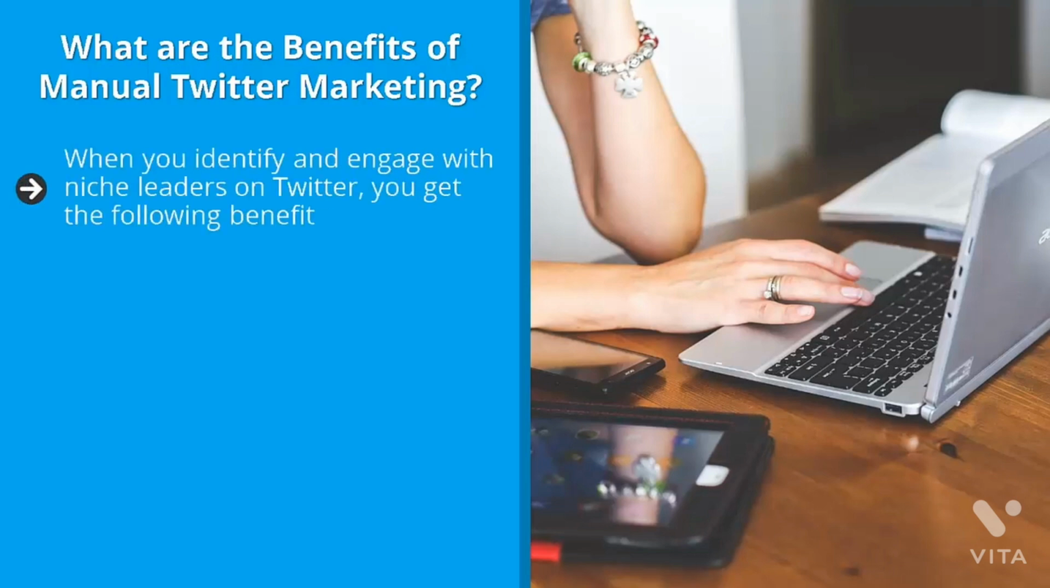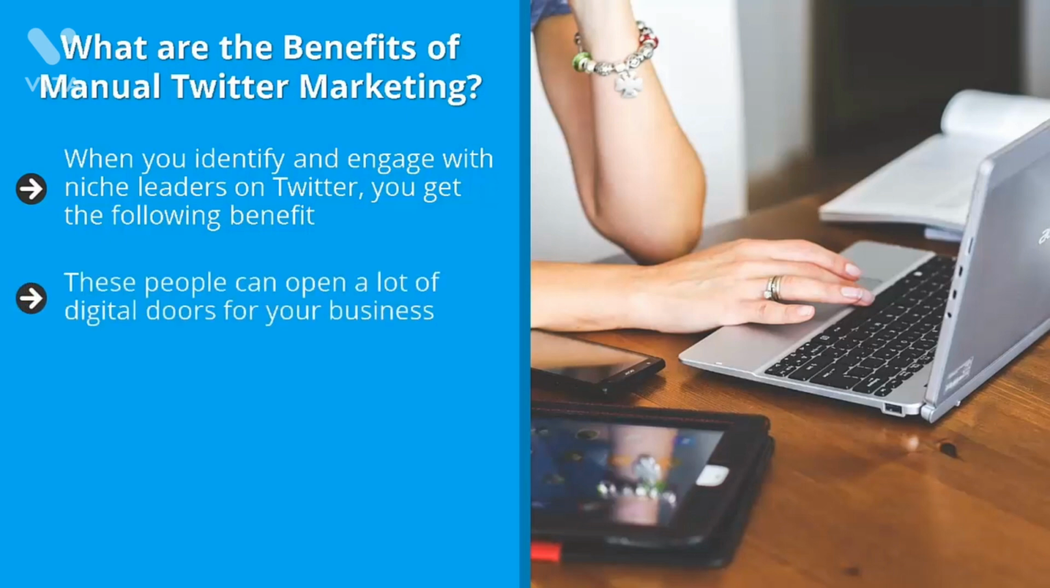What are the benefits of manual Twitter marketing? When you identify and engage with niche leaders on Twitter, you get the following benefit. First of all, you get niche-specific hashtags. Second, you get a chance to get on the radar with people who are really experts or authorities in your niche. These people can open a lot of digital doors for your business. They can retweet your actual content. This can lead to niche-specific audience members visiting your website. They can interview you and possibly link to your website.